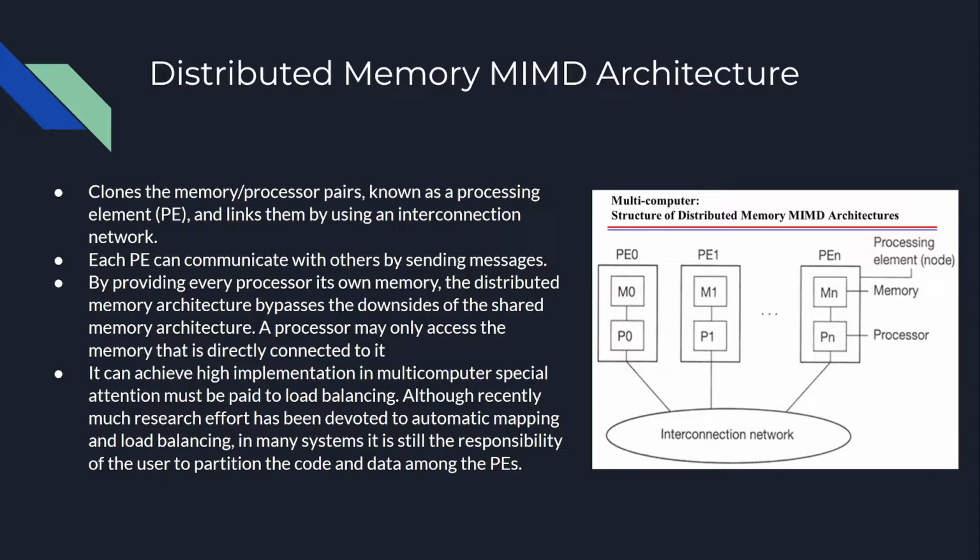And by providing every processor with its own memory, the distributed memory architecture bypasses the downside of the shared memory architecture. And a processor may only access the memory that is directly connected to it. So it can achieve high implementation in a multi-computer. Special attention must be paid to load balancing. Although recently much research effort has been devoted to automatic mapping and load balancing in many systems, it is still the responsibility of the user to partition the code and data among the processing elements.